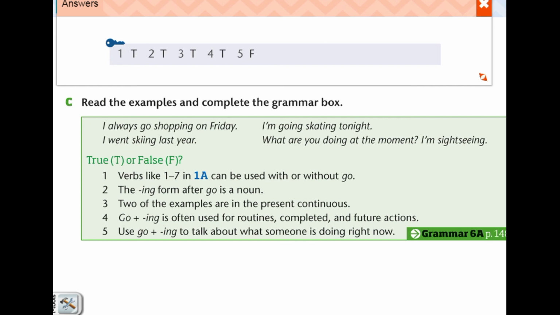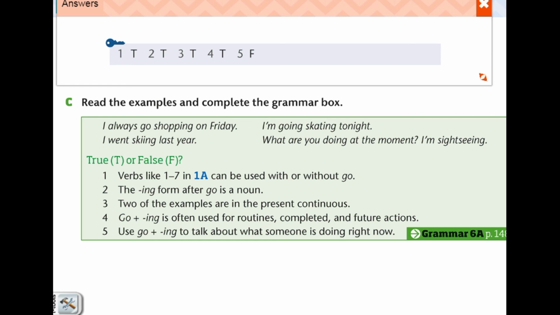Number three, two of the examples are in the present continuous. Number three, it is true. You can say, I'm going hiking or let's go hiking. Okay? You are doing that in that moment, in that specific moment. Number four, go plus the ing is often used for routines, completed and future actions. True. You can say, I go walking to school every day, or completed actions. We went skiing last year.